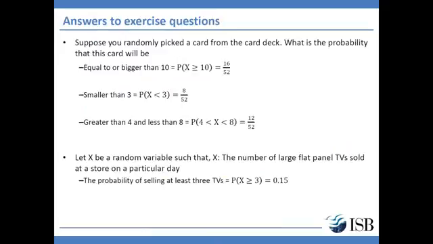Here are the answers to the exercise questions which were posed to you earlier. Suppose you randomly pick a card from the deck of cards. Probability that the card will be equal to or bigger than 10 is equal to 16 by 52. The card will be smaller than 3 has a probability of 8 by 52. And the probability that the value of the card will be greater than 4 and less than 8 is 12 by 52. For the example on sales of large flat panel TVs, we can calculate that the probability of selling at least 3 TVs from the store on a given day is equal to 0.15.